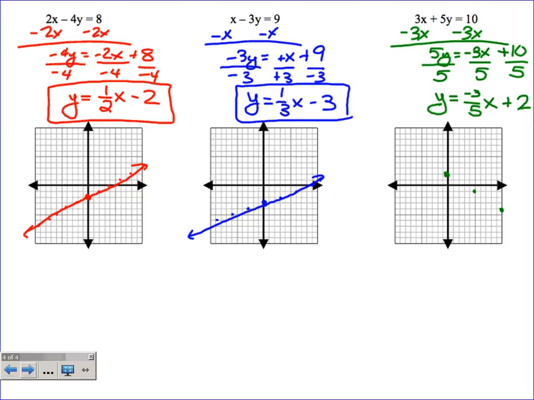We also use the opposite slope, so we actually rise 3 and go left 5. Rise 3 and go left 5. Should get a slope that looks like this.